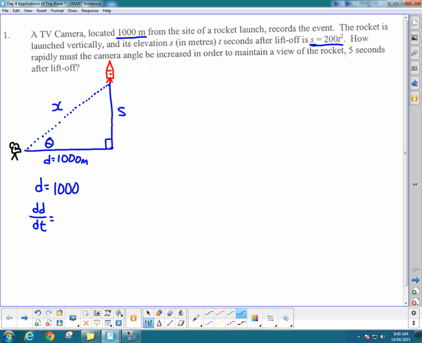So I'm going to call this one dd over dt. How fast is this bottom distance changing? It's not changing, so what number is it? 0. Good. Now we go off to the other ones.